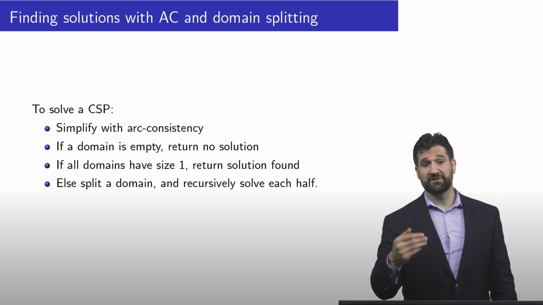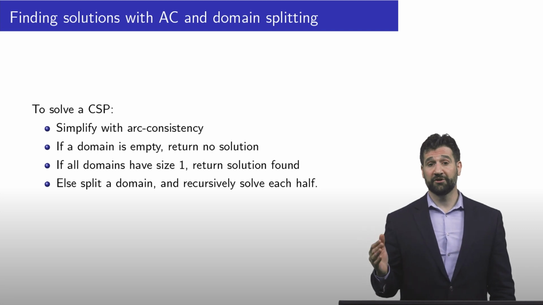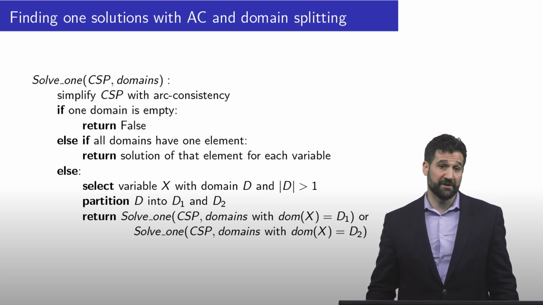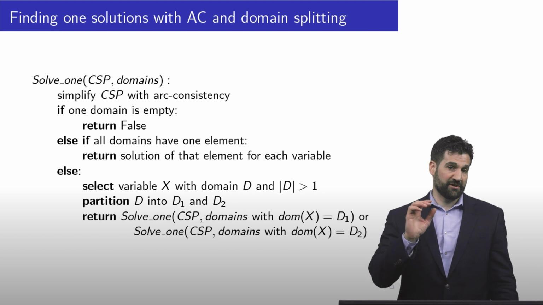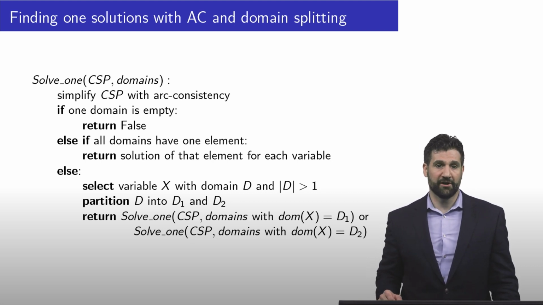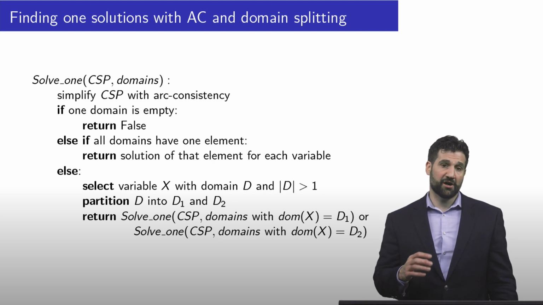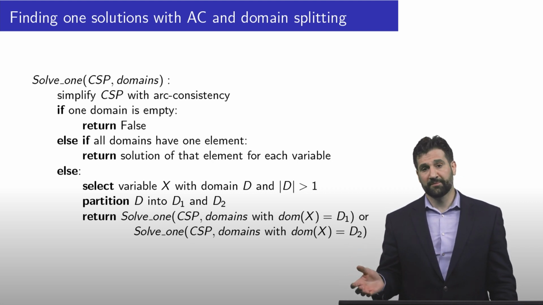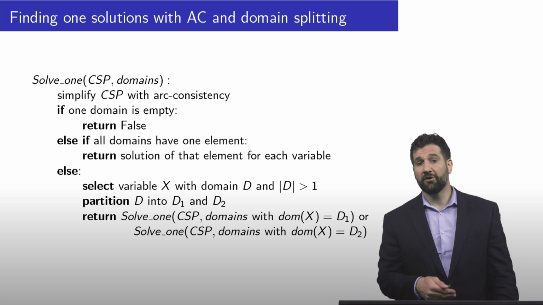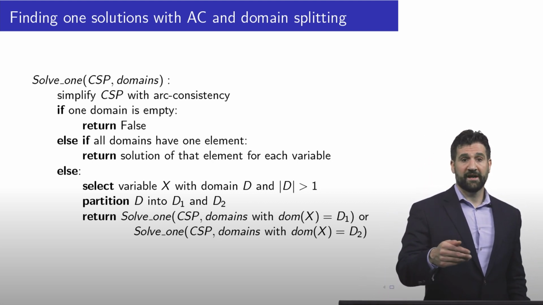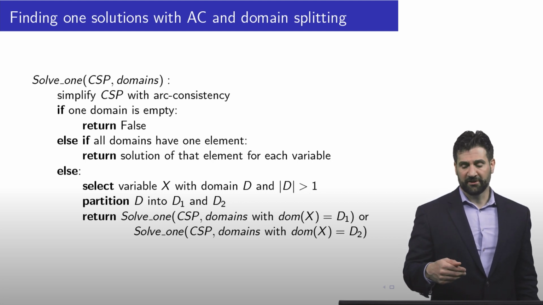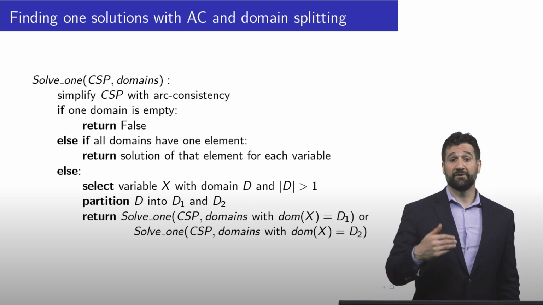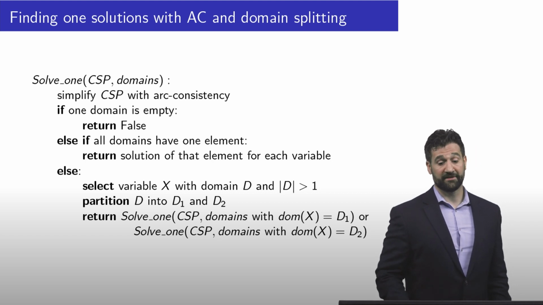Now, if we don't have one of these cases, domain splitting takes this additional step of splitting a domain and recursively solving each half. So here's the basic pseudocode for doing this. The first two cases are if the domain is empty or if all domains have at least one element. And if neither of those are true and we have at least one domain that has more than one element, we're now going to split on that domain and solve each in turn. Now notice when we do this recursive call, we are again looking at arc consistency because we want to identify if there is any domain that is empty.